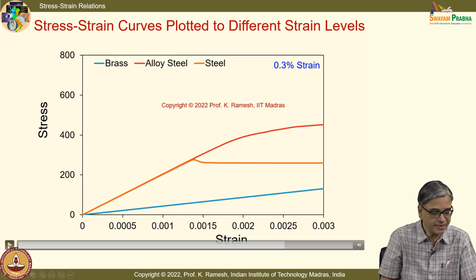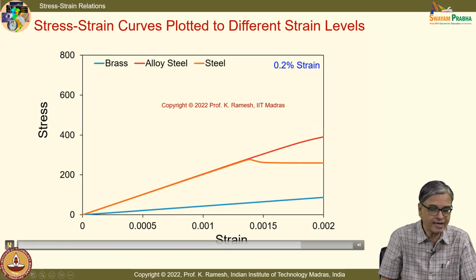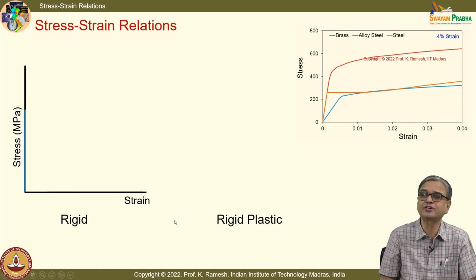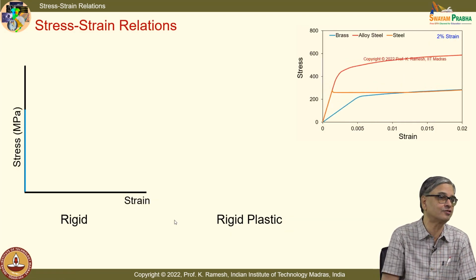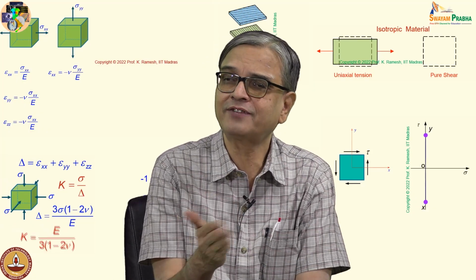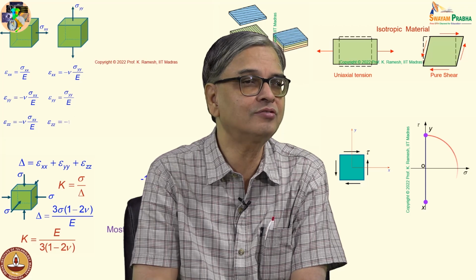So, that gives a better appreciation of what is happening. And I also have for 0.2% strain, 0.1% strain. And what are the ways that you have simplification to the stress strain behavior? You have graduated from rigid body mechanics, yes or no?